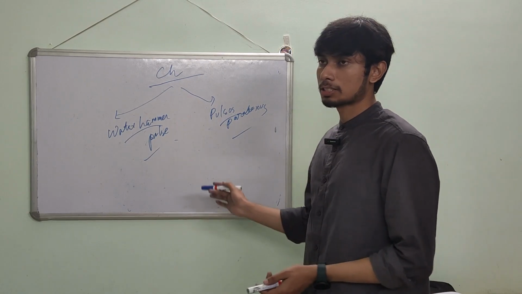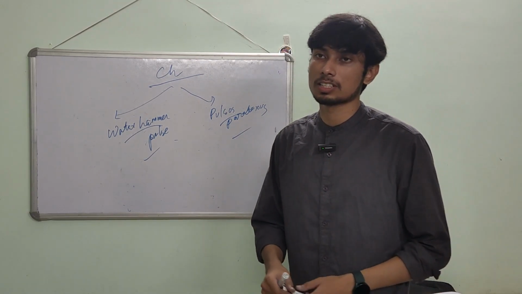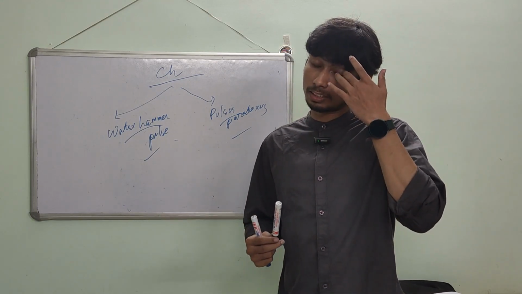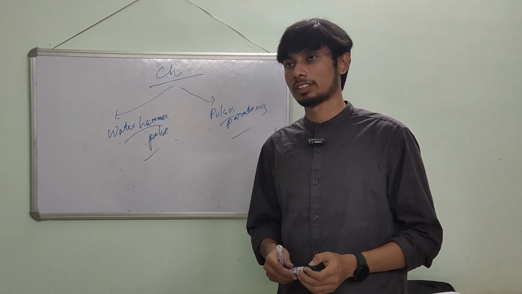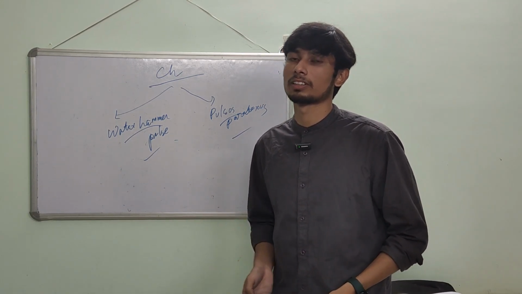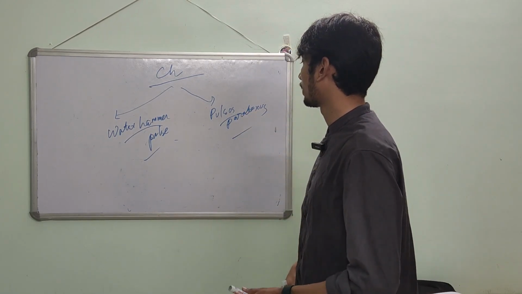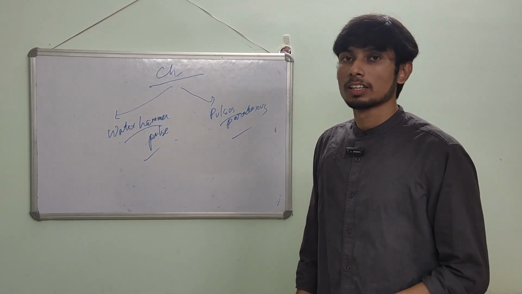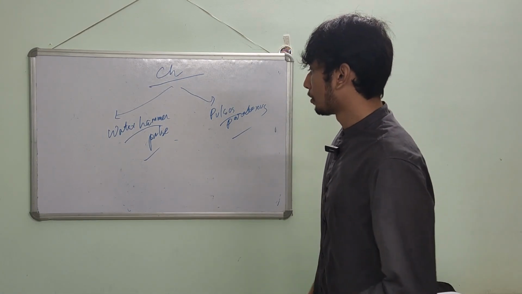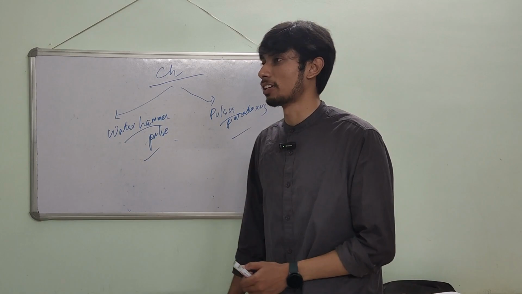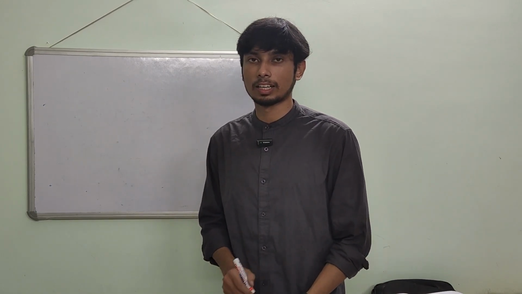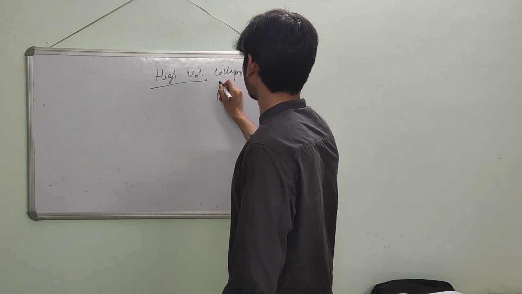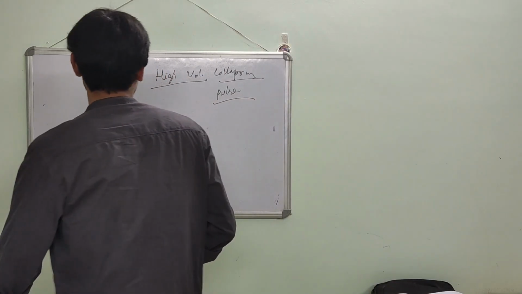Pulsus paradoxus I somewhat explained before with inspiration. There is increased heart rate and decreased stroke volume, and during expiration there is decreased heart rate but increased stroke volume. That will also be there in pulsus paradoxus, but there are some other causes that I will explain. But coming to the water hammer pulse first. Let's talk about water hammer pulse. It is also called high volume collapsing pulse. High volume collapsing pulse. Now let's understand this.